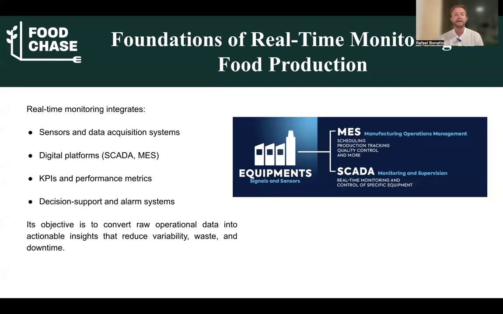I want to understand how it is not working well, and that's why I have here the decision support and alarm system. Its objective is to convert raw material operational data into actionable insights that reduce variability, waste, and downtime. Use technology in our favor.